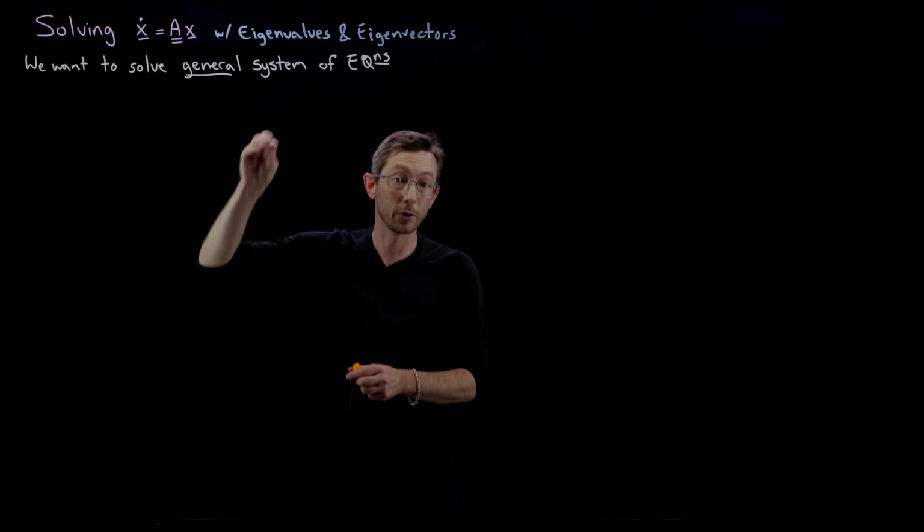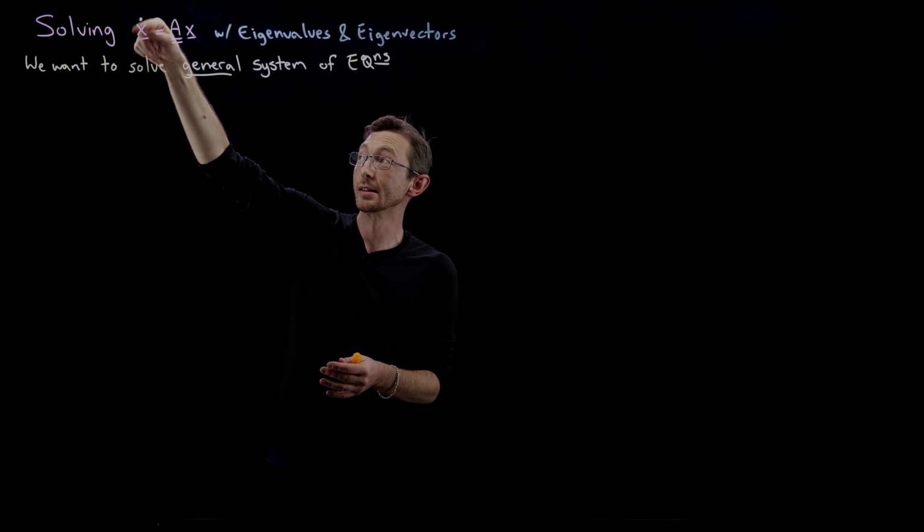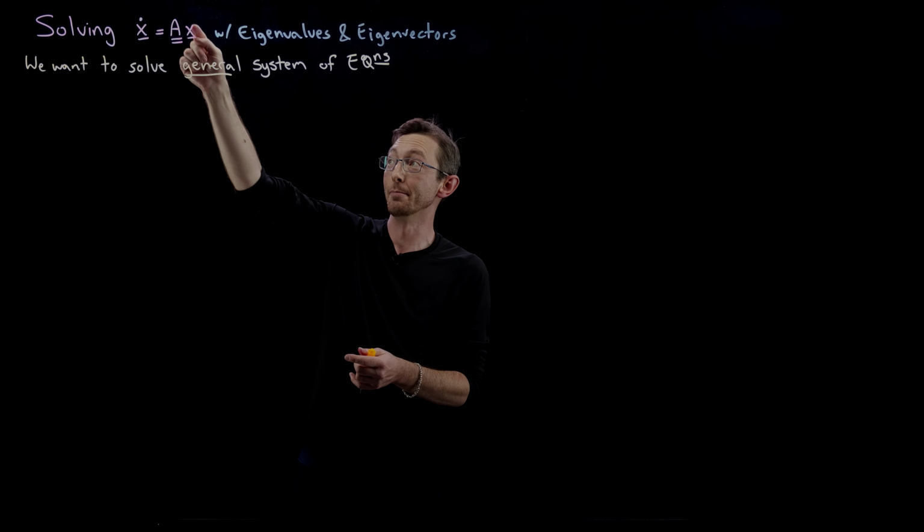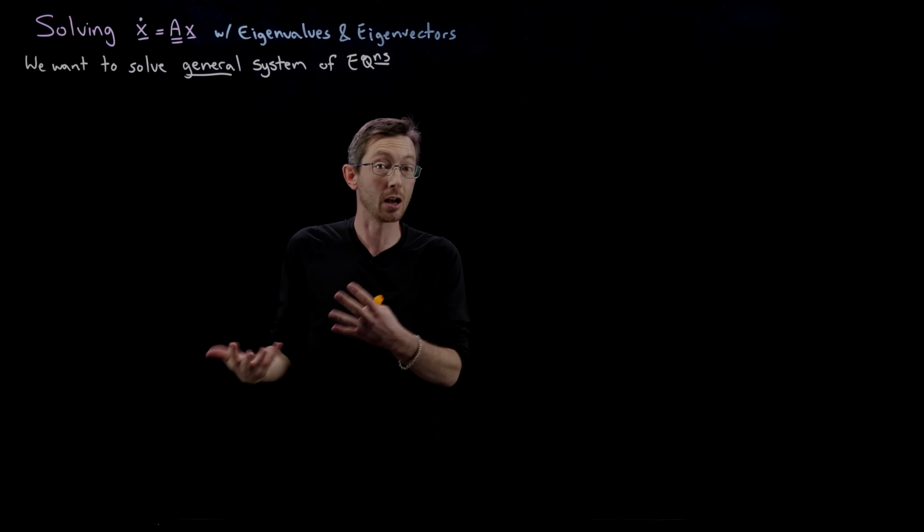First order because we only have one derivative in time, coupled because presumably these derivatives depend on all of the other states in this vector x. And linear because this derivative x dot is a linear combination of the states in x. That's literally what a matrix times a vector means. That's a linear combination. Okay?